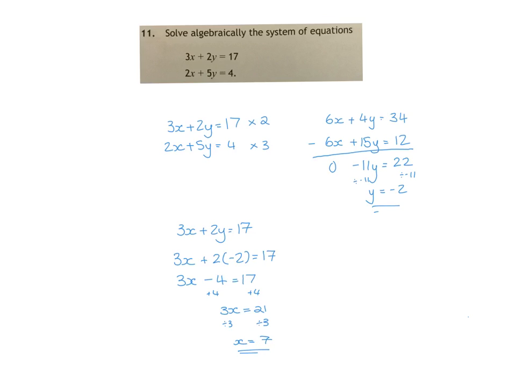So our marks here are for showing that we've multiplied, so we've got our x's or our y's the same, kind of getting values for x and y, so following through the process, and then for getting them correct.